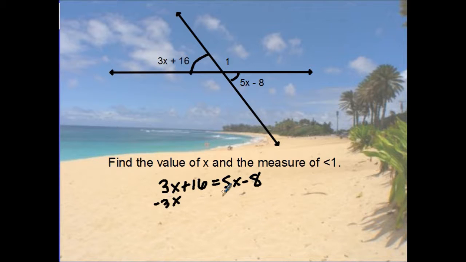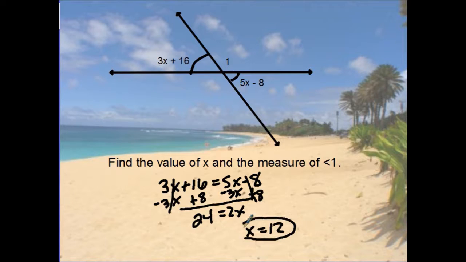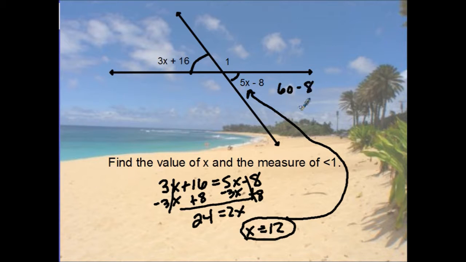Subtract 3x from both sides, add 8, and that leaves me with 24 equals 2x, so x is equal to 12. That's the first part. The second part, I want to find the measure of angle 1. So I'm going to plug the 12 back in here. 12 times 5 is 60, and 60 minus 8 gives me a 52-degree angle. Now, I see that these two angles are supplementary. So to find the measure of angle 1, I take 180 minus 52, and the measure of angle 1 is 128 degrees.